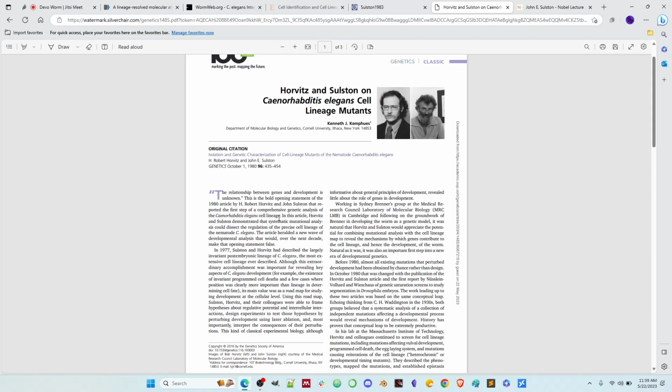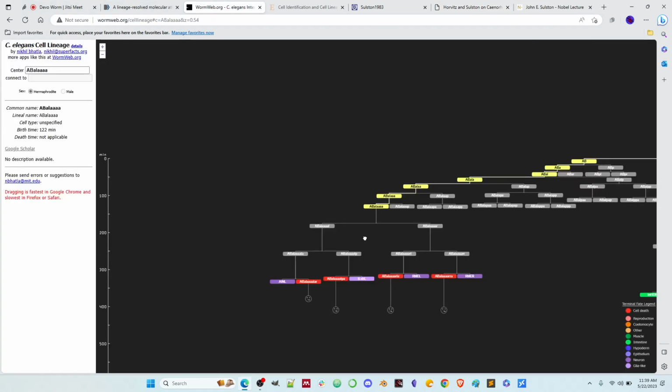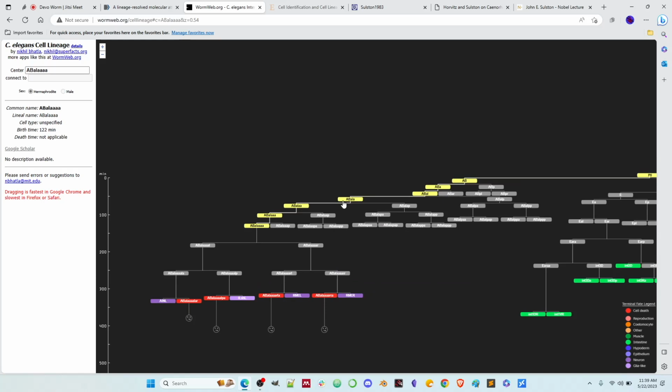elegans as well, and they talk about this idea of cell lineage mutants. So you have these cell lineages, and one of the things you can do in cell lineages is you can knock out cells during development. So say if you knocked out this ABALA cell, you would not have a replacement for it. So everything below it in the cell lineage tree would not exist.